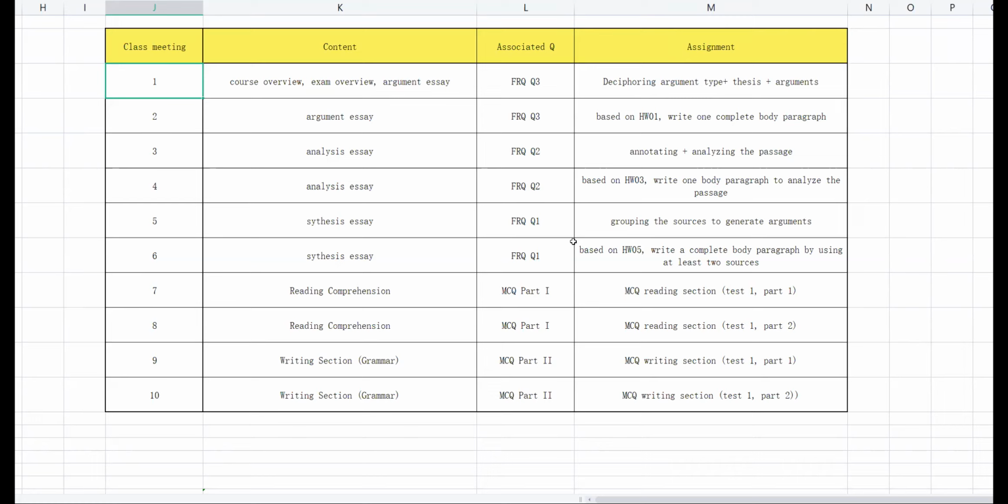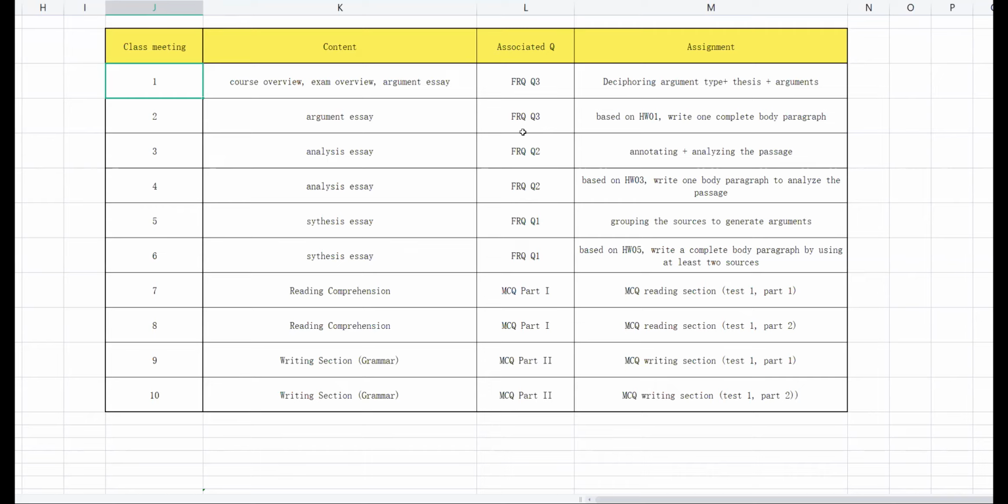All right, and then question 2, it's what we call the rhetorical analysis question. And then question 3 is the argument essay. All right, and we're gonna go backwards. We start from question 3 because the argument essay is the very foundation for any kind of academic writing.